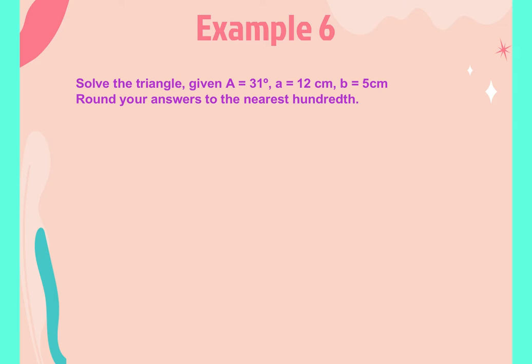So for Law of Sines, it's easy to draw out your triangle and label it. So this would be A, B, C. Angle A is 31 degrees, side A is 12, which is our complete ratio, and then B is 5. So we've got two sides and a non-included angle. This is our ambiguous case that we want to definitely test to see if there's a second triangle.